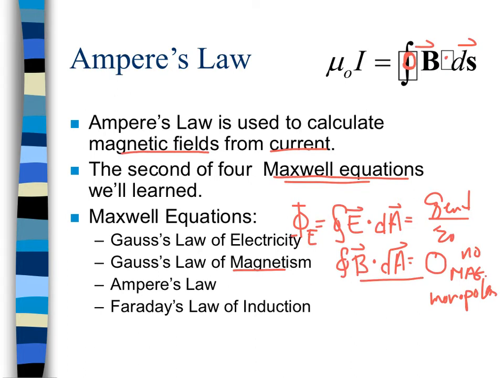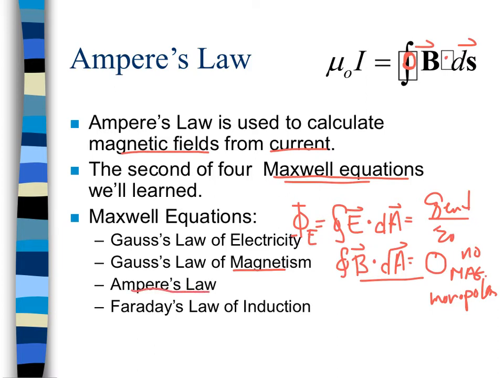And that's our most important piece of information that we can pull from Gauss's law of magnetism. Gauss's law of magnetism says that you can't separate a north end of a magnet from a south end of a magnet. Anytime you cut a magnet in half, you create two new tiny magnets that each have a north and a south end.